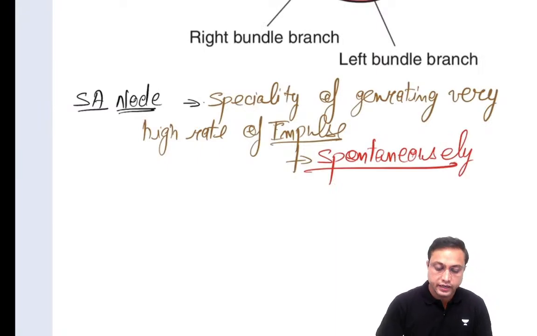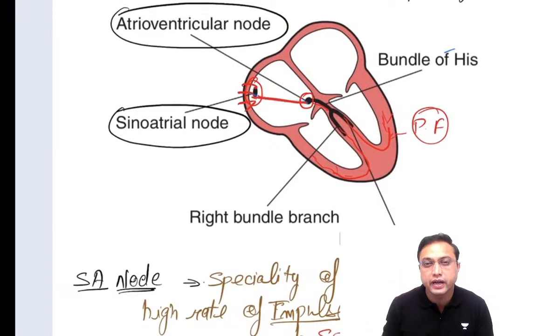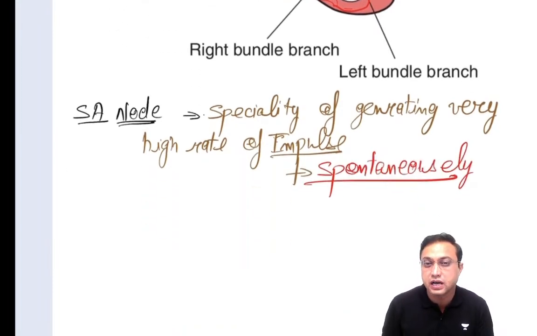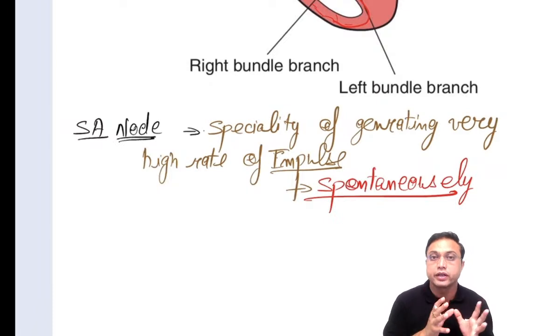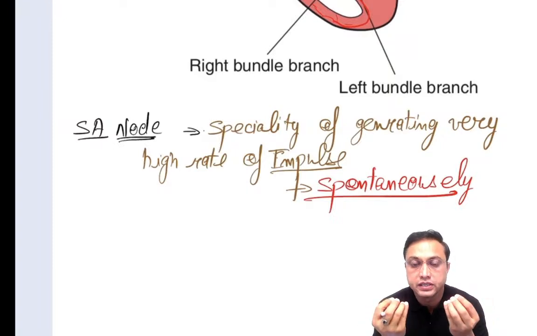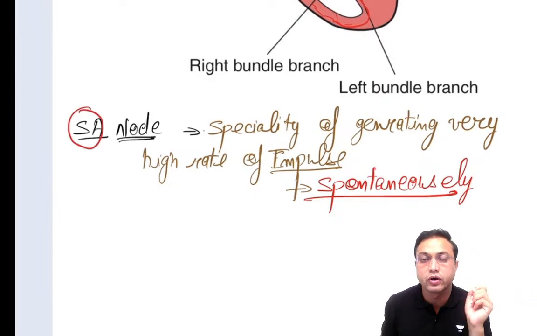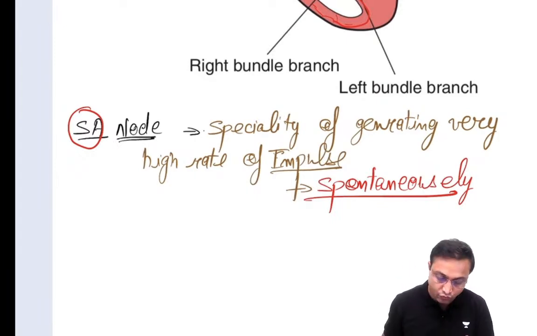So, put your pens down and let's understand how these are produced. The SA node is producing the maximum of the impulses, conducting at a very high rate and speed, and the impulses are generated spontaneously. So if someone asks you which part of the heart has the maximum automaticity, it is the SA node. What do I mean by automaticity? Automaticity means it can generate impulses without any external effort or help. The SA node produces them with the help of our sympathetic and parasympathetic nervous system. So the impulses are started from the SA node. We are very clear on this.